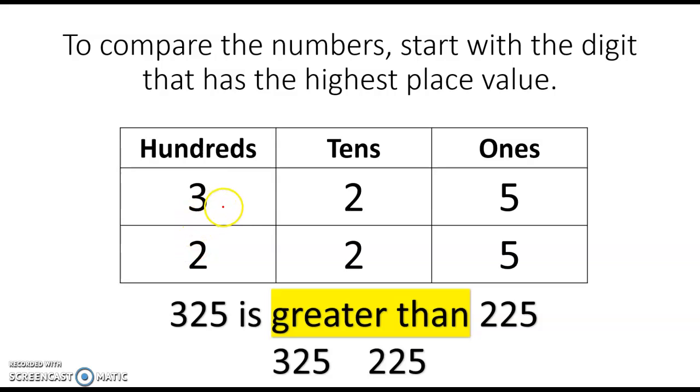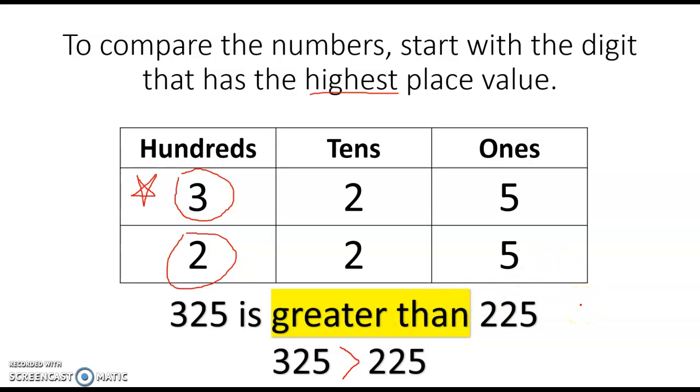So I'm comparing 325 and 225. I want to start with the highest place value first. The hundreds is my highest, so I'm looking at the 3 and the 2. I know that 3 is bigger than or greater than 2, so automatically I already know 325 is greater than 225. And this is the greater than symbol. And notice how the symbol is eating the bigger number.